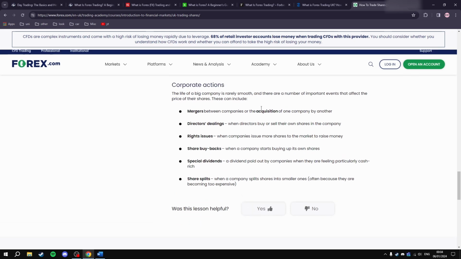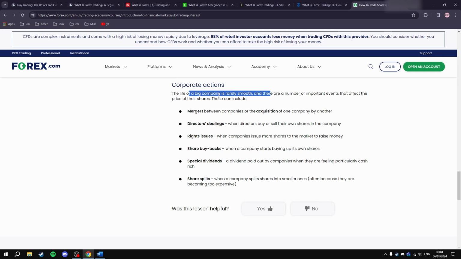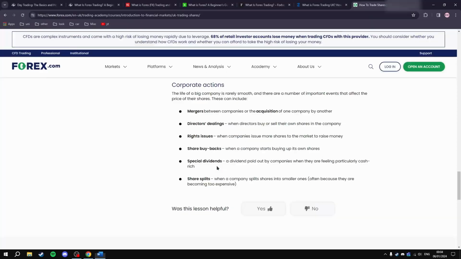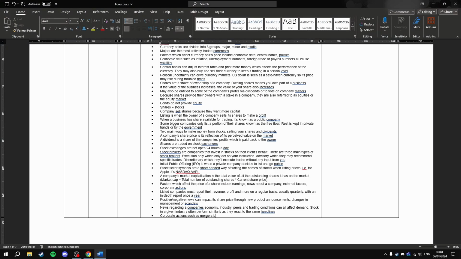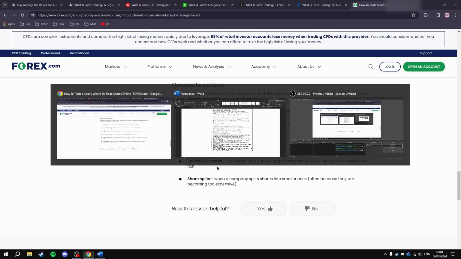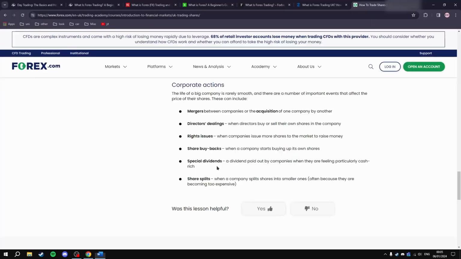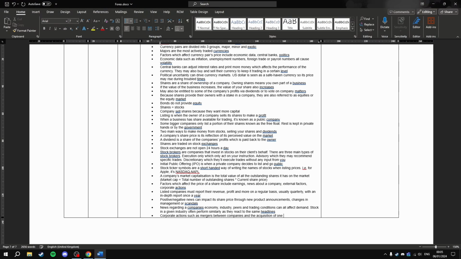Corporate actions. The life of a big company is rarely smooth, and there are a number of important events that affect the price of shares. These include corporate actions such as mergers between companies and the acquisition of one company by another.